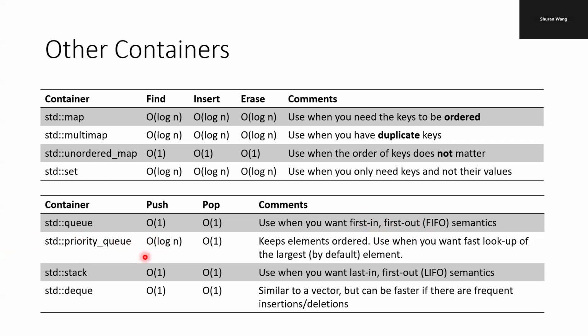Priority queue will keep the elements ordered. So if you want fast lookup of the largest or the minimum element. Priority queue takes O(log n) time to push, but if you just want to know the maximum or the minimum element, you can do it in O(1) time.